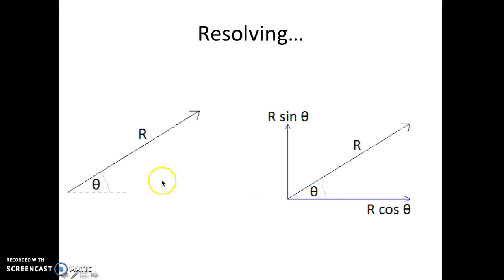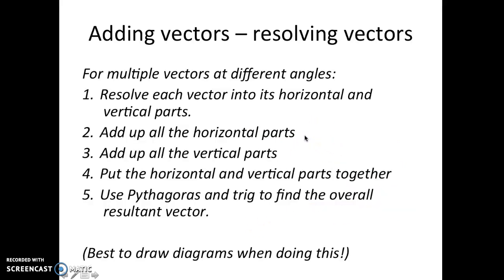Okay, so we can resolve the vector into a horizontal component and a vertical component. And I can then use these components to work out the overall resultant vector of various vectors. So if I've got multiple vectors at different angles, I resolve each vector into its horizontal and vertical part. I add up all the horizontal parts, I add up all the vertical parts, put the horizontal and vertical parts back together, and then use Pythagoras and trig to find the overall resultant vector. That sounds complicated, it's really not, but it is best to draw diagrams when doing this. I suggest pausing here and writing down those steps.